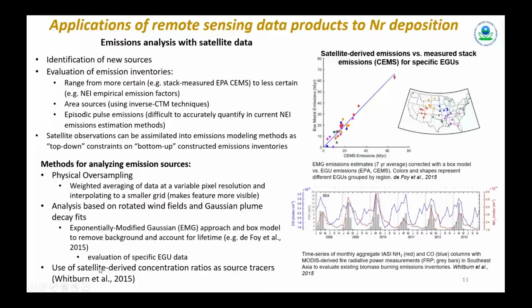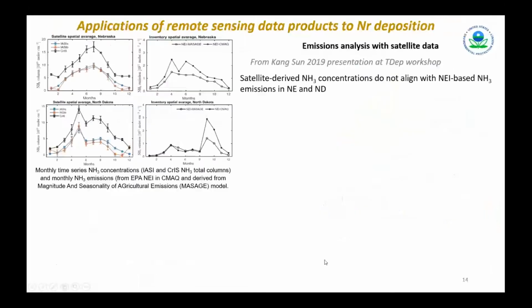Another instance I'd like to highlight is this Whitburn et al. study. They use the satellite-derived concentration ratio. They're looking at time series of carbon monoxide and ammonia, and correlating that with, or I guess measuring the same occurrence of fire radiative power, which is also from satellites as well. In this case, MODIS.